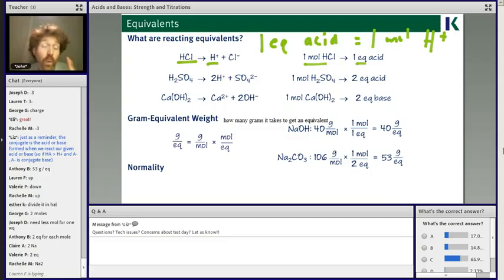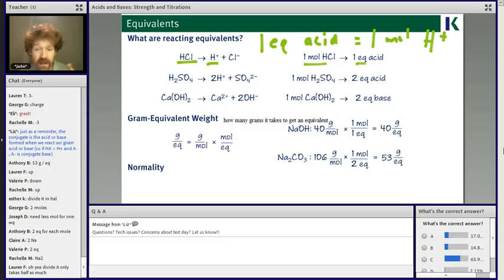Because if you have 1 mole of sodium carbonate, that's what Na2CO3 is, that means you get 2 moles of hydroxides, right? And so if you want to solve for the number of grams it takes to get just 1 equivalent, well, then it would take half a mole to get 1 equivalent, because every mole gives you 2 equivalents. Exactly true. So that's what it is.